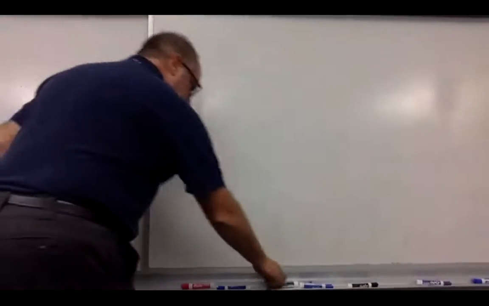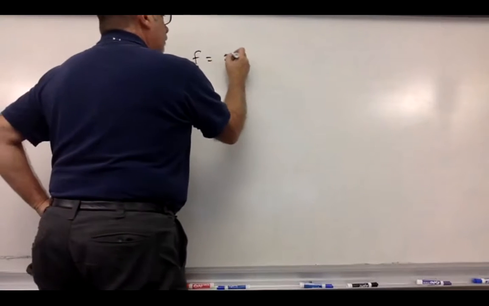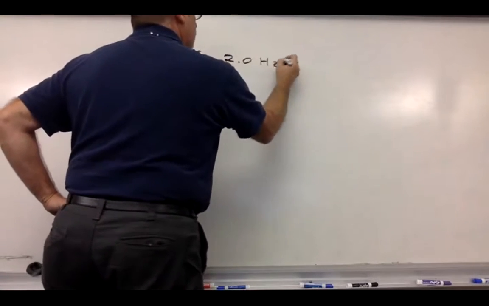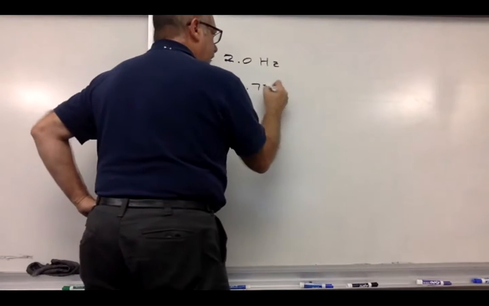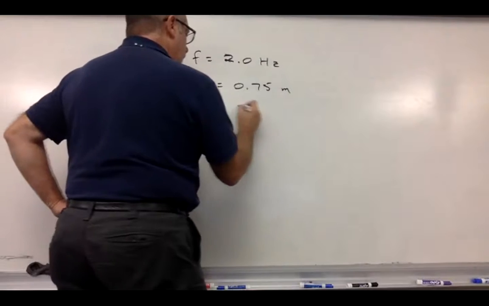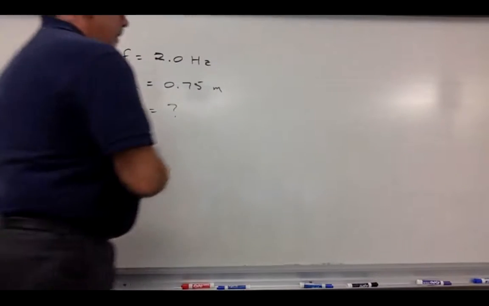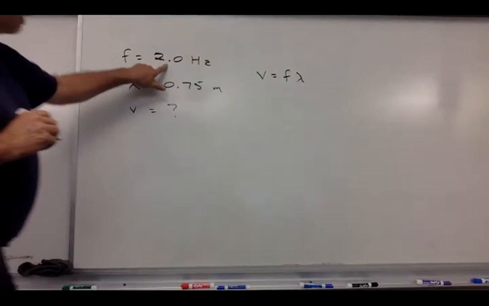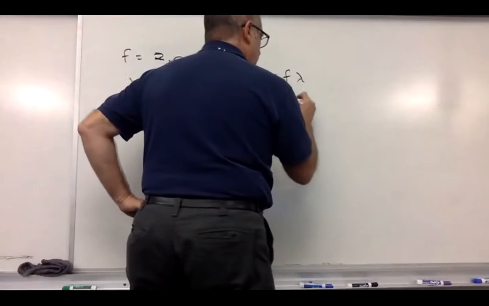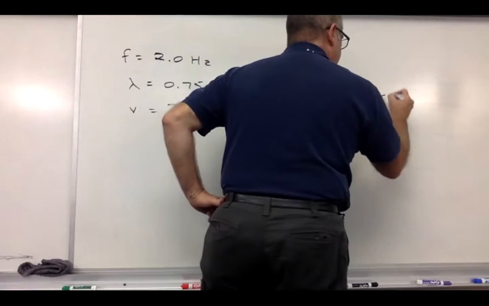All right. Now, what we have is frequency, which is 2 hertz, and the wavelength is 0.75 meters. What we want to know is the speed. We're going to use v equals f lambda. 2 hertz times 0.75 meters.